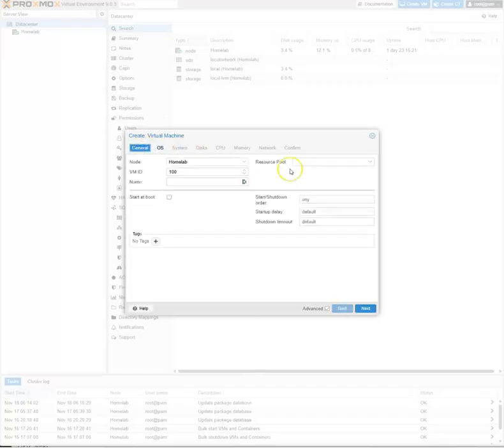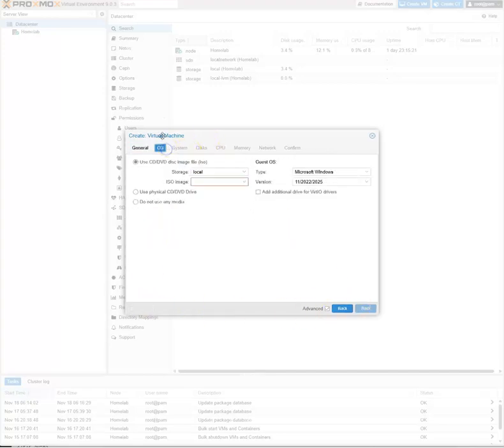Okay, so general, it's a home lab, resource, pool, okay. Okay. Windows server, sure. ISO image. Nowhere to be found. How am I going to get this image on here? Okay, 1 second. Let me figure this part out.